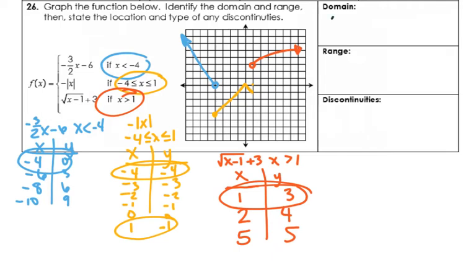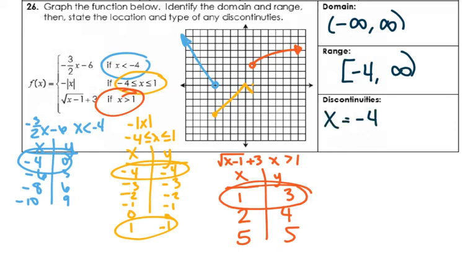The domain is covered, so negative infinity to infinity. The y value, the lowest it ever gets to is -4. So from -4 to infinity. And discontinuities, you definitely have something going on at -4, a jump, and you have something going on at 1, a jump.